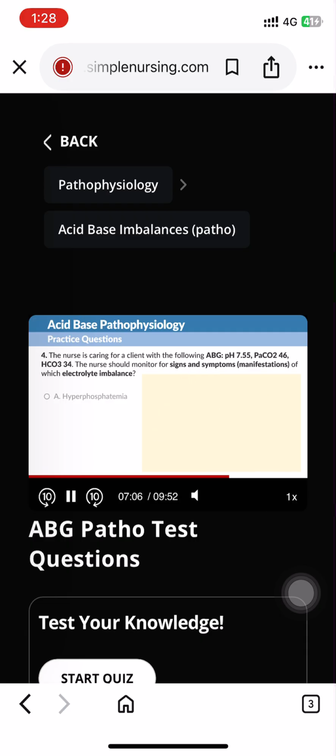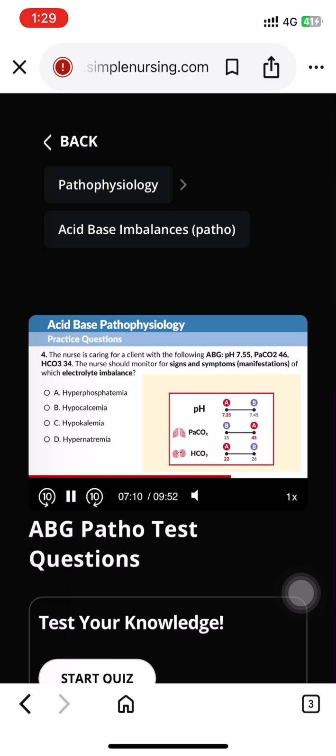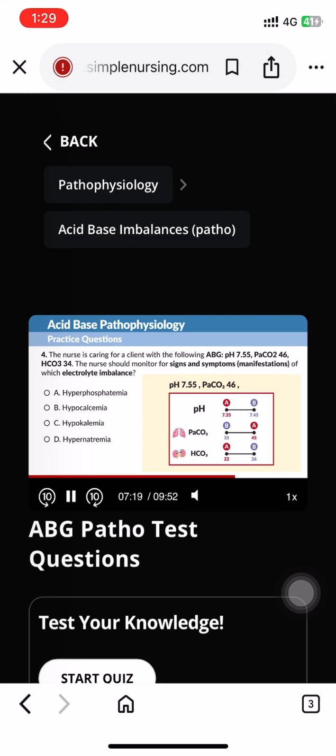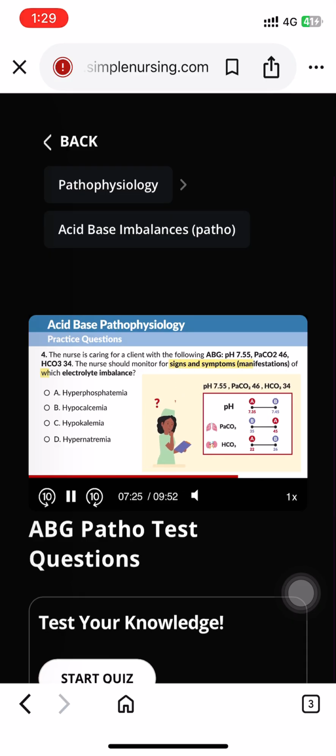Now lastly, question number 4. The nurse is caring for a client with the following ABGs. Oh my gosh, it's an ABG question. Okay, so the pH balance is 7.55, the PaCO2 is 46, and the HCO3 is 34. So the nurse should monitor for which signs and symptoms or manifestations of which electrolyte imbalance. So you know the routine, pause the screen, and you got 60 seconds. Good luck.